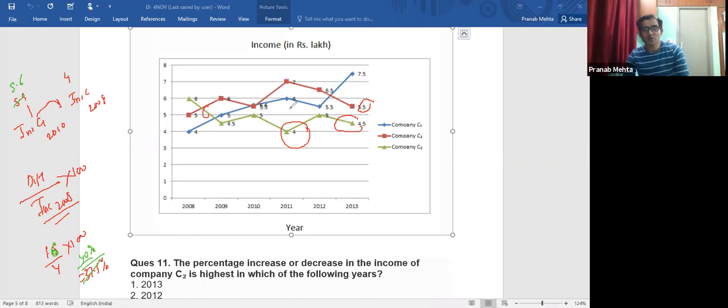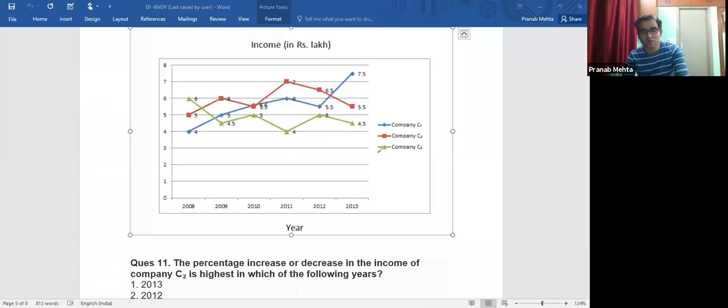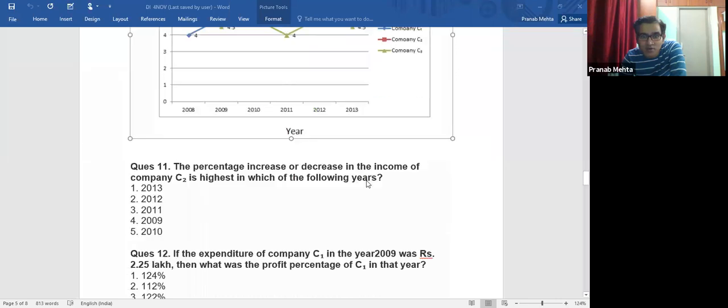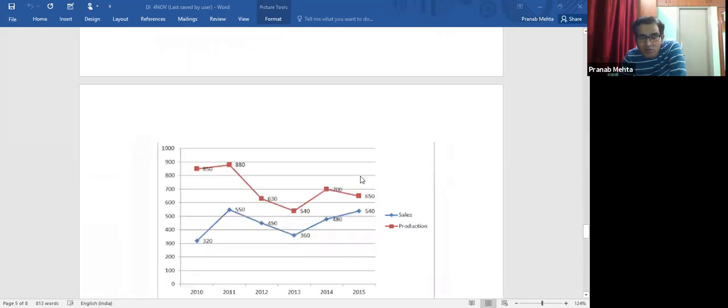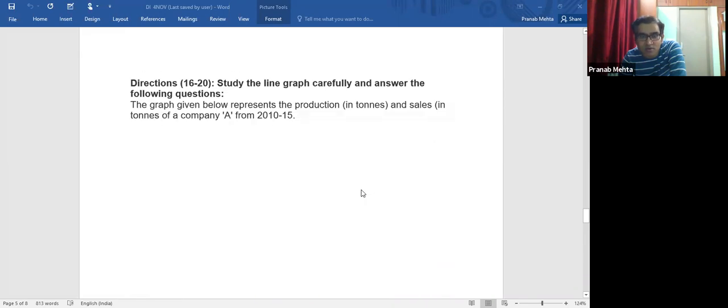Yes. Now you tell me any doubt, because I have done the things which I wanted to do. Now you have to do one more last question, which is a homework for you. This is the last question which I have kept as homework. This is an easy question, there is no trouble with it. Study the line graph carefully and answer the following question. The graph given below represents the production in tons and sale in tons. Don't get confused, everything is in tons.